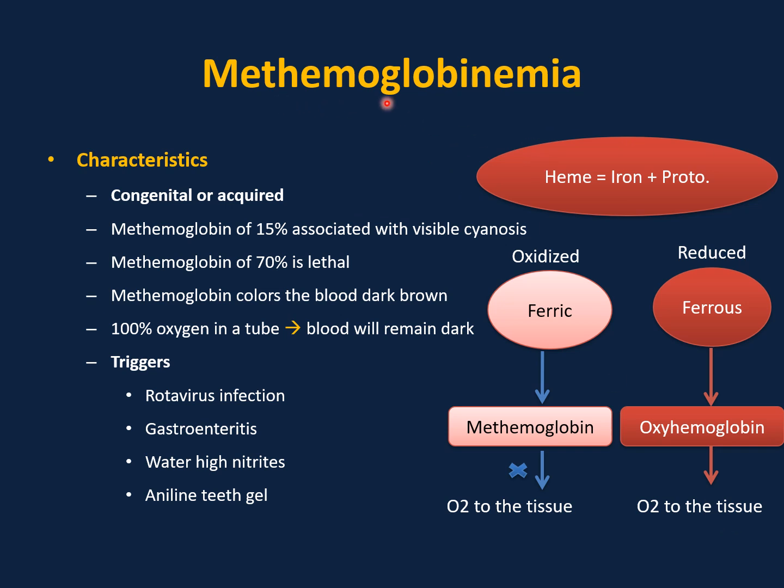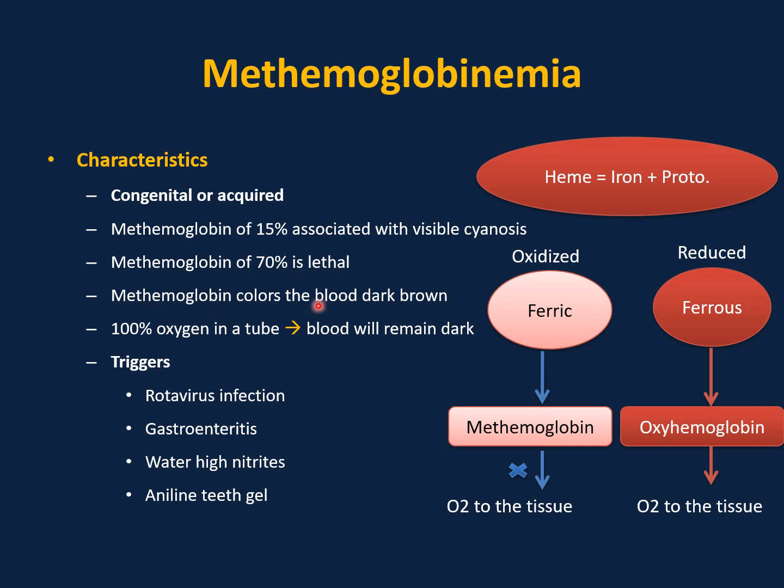In methemoglobinemia, the iron is oxidized to the ferric state, and methemoglobin has an inability to carry and deliver oxygen to the tissue. So the clinical presentation depends on the percentage of methemoglobin in the circulation. If you have 15% or more, you will see visible cyanosis in the skin. More than that can present with headache and lightheadedness. Between 50 and 70% can present with cardiac arrhythmia or neurological manifestation. More than 70% is lethal and can cause death.